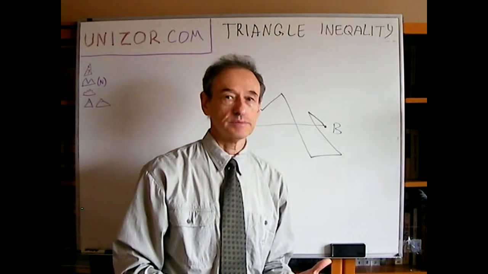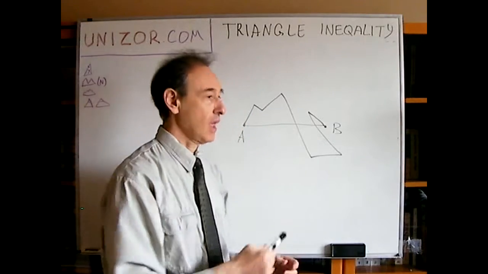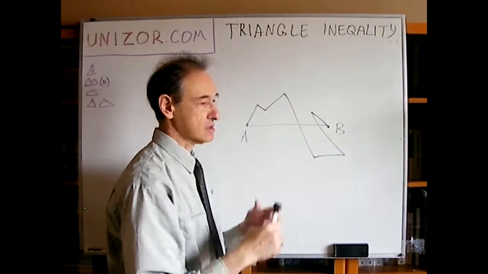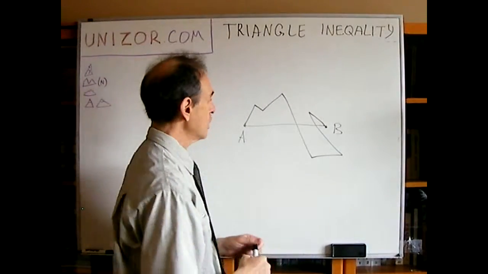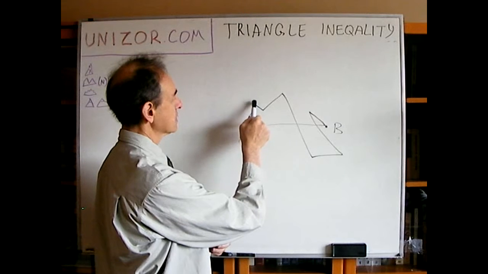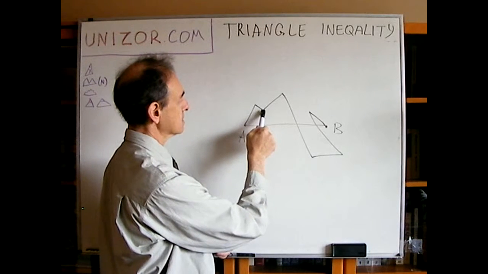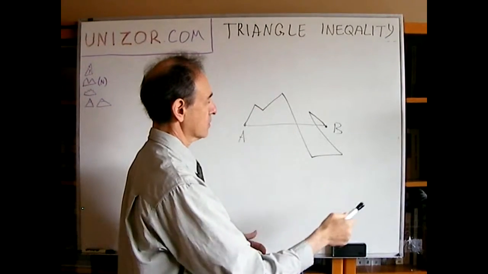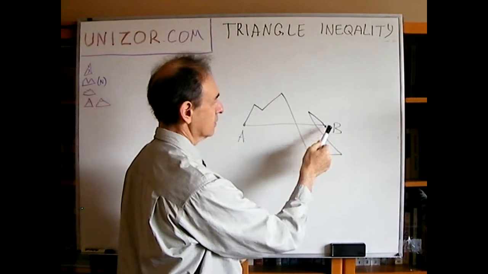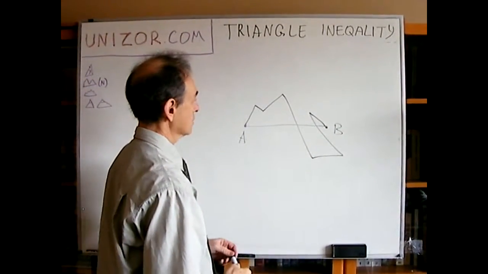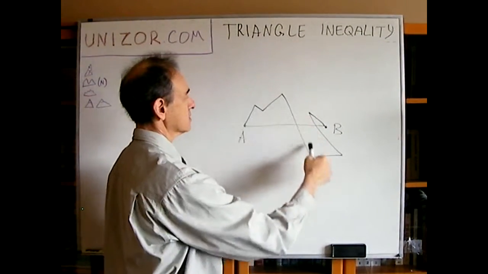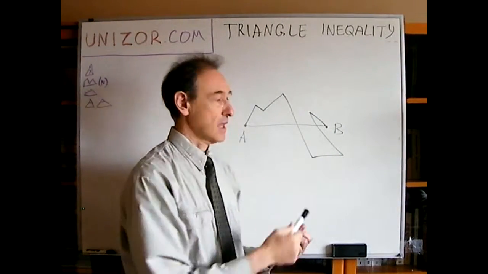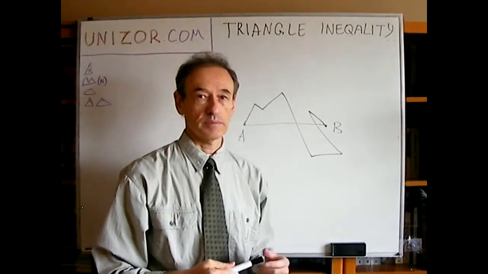Now, how to prove it? How to prove that the sum of all the lengths of segments which constitute this chain of segments, I mean the end of the first segment coincides with the beginning of the second segment, the end of the second segment coincides with the beginning of the third segment, etc., and the end of the last segment is our point B. So, how to prove that this chain of segments is longer than the direct segment from A to B?